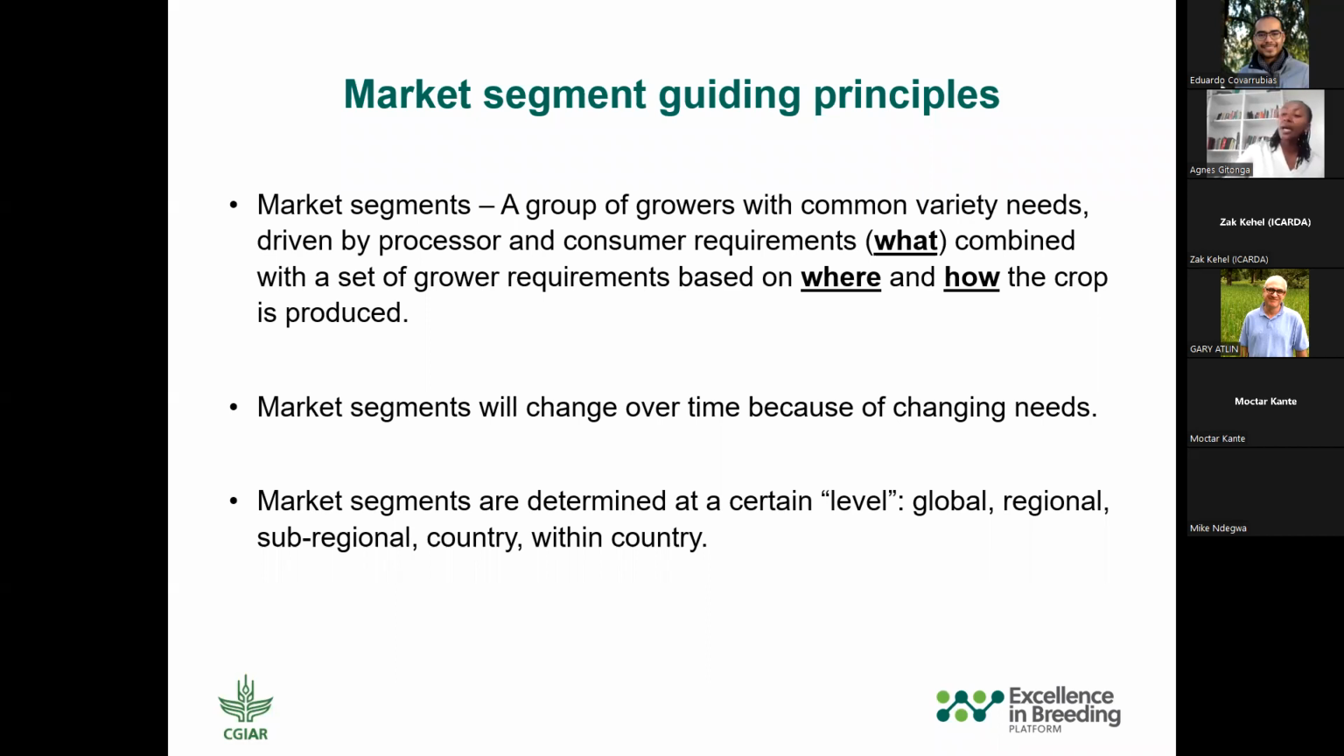As far as standardization of the market segment is concerned, these are some of the aspects we've put into consideration in the description of the market segments. The other thing to keep in mind is that market segments are not static. They will change over time, and they change because market needs also change.